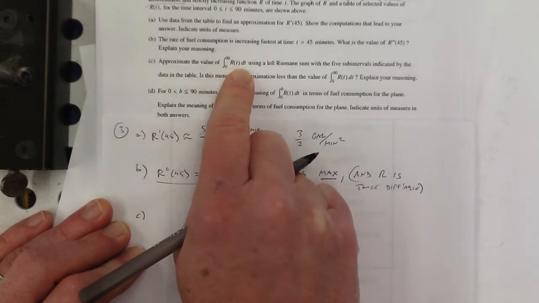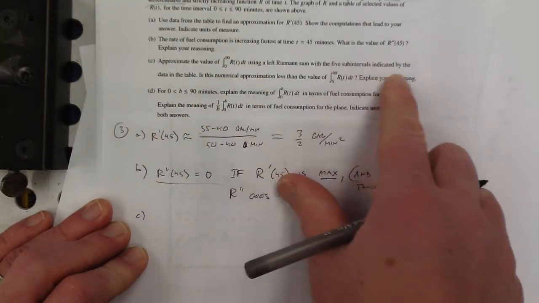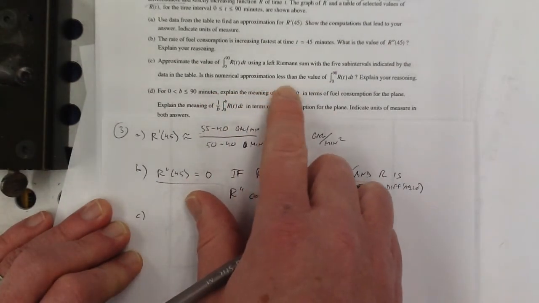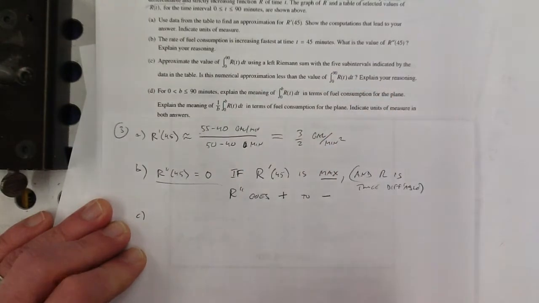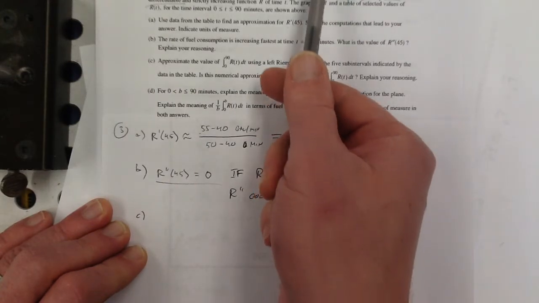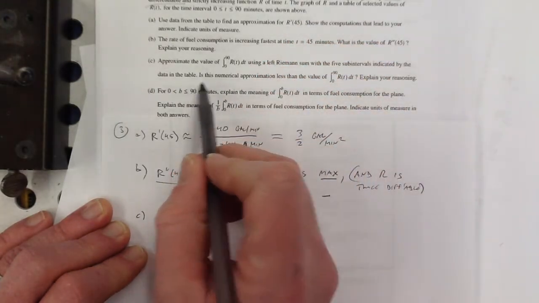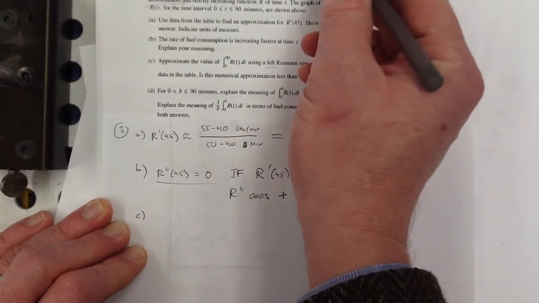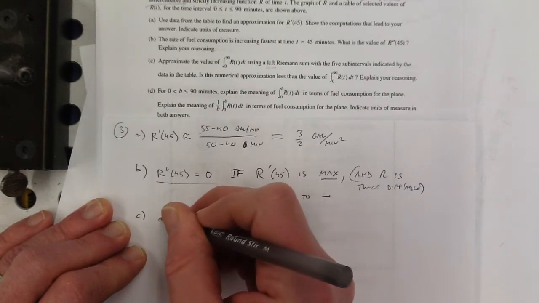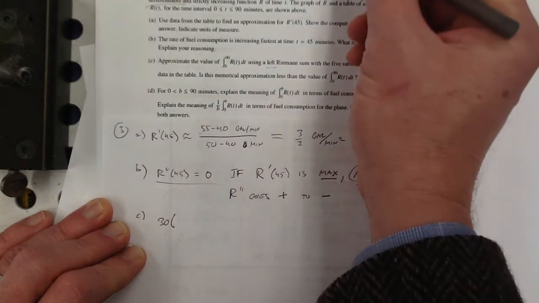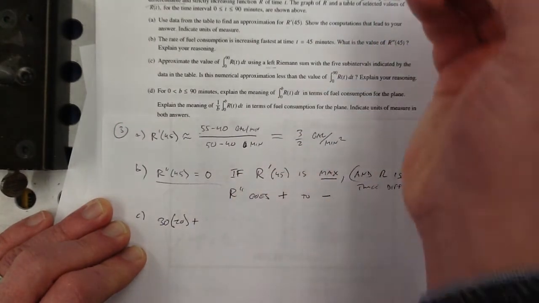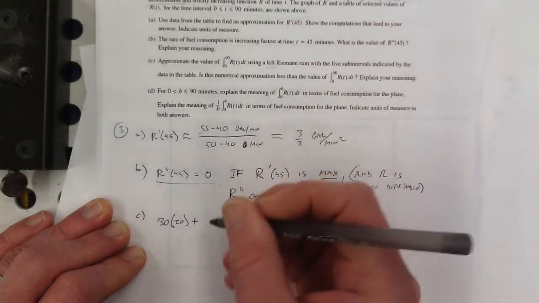Approximate the value of this integral using a left Riemann sum with the 5 subintervals indicated here. Is this numerical approximation less than the value of this? So let's do our Riemann sum. I need the area of each one of these rectangles taking the height to be the left endpoint. So the first rectangle is 30 wide times 20 high, because I'm using the left endpoint for the height. And then the next one is 10 wide by 30.